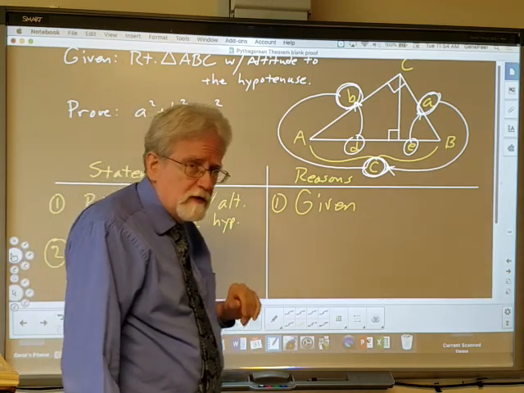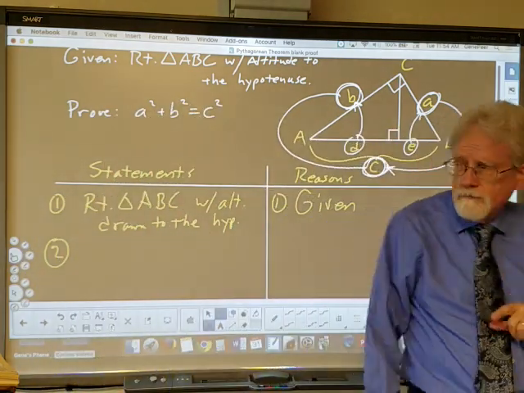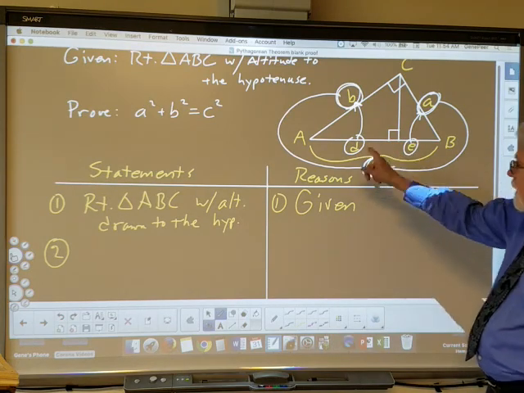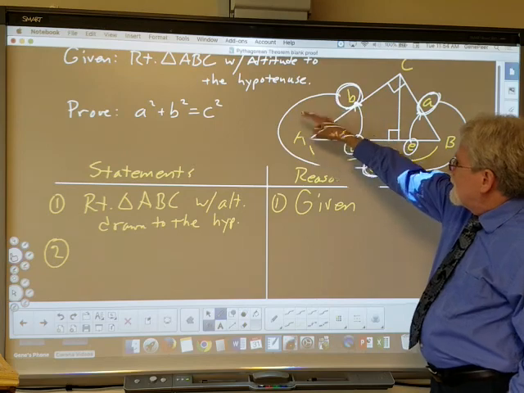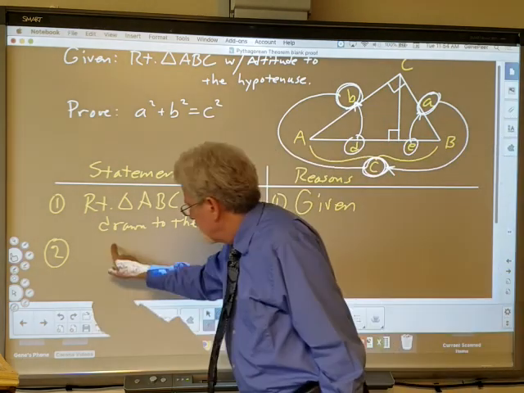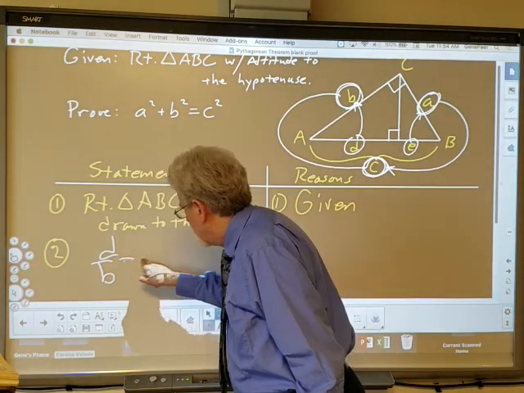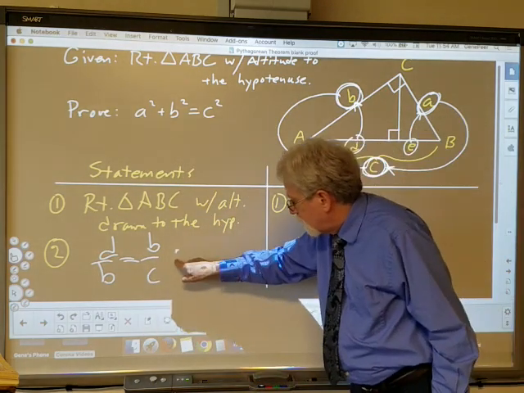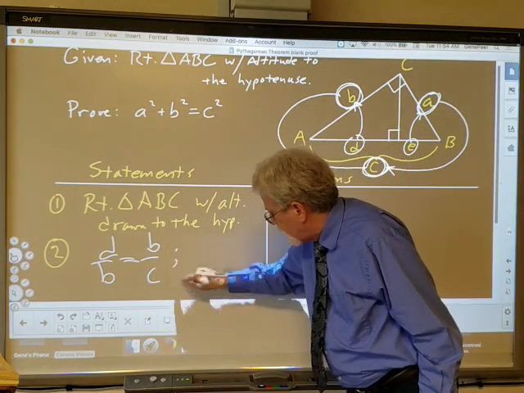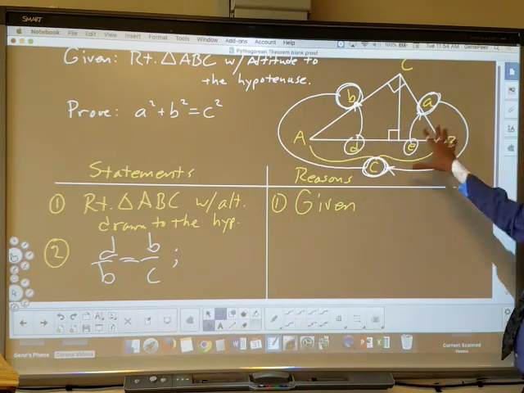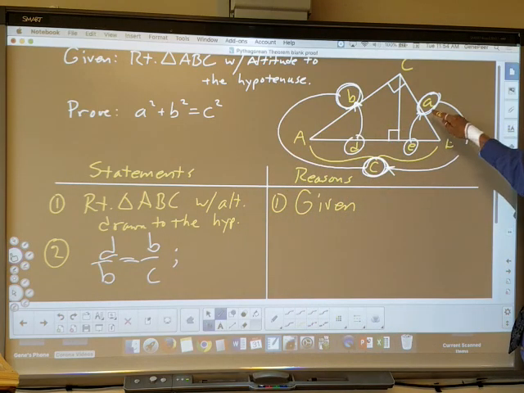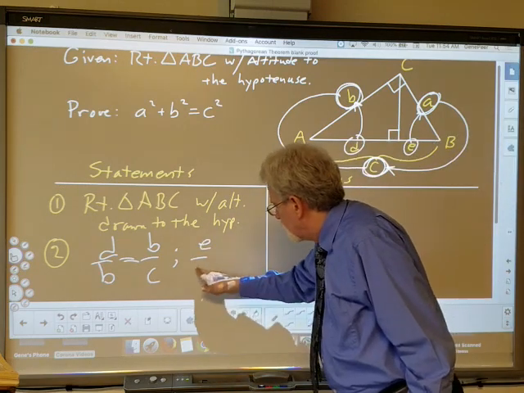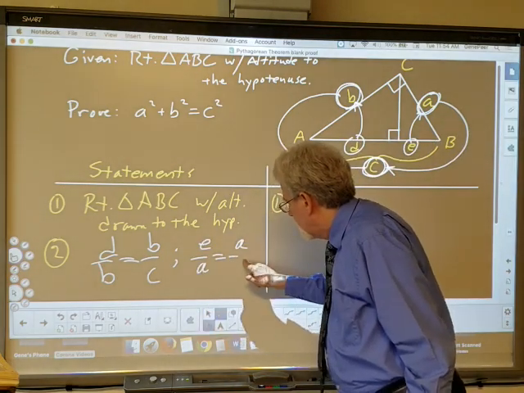This is one way, using corollary 2. So we're going to simply use corollary 2 and write down the facts here that D over B equals B over C. And while we're at it, we'll put a semicolon here to say, here comes something else. On the other side, we have E over A equals A over C.